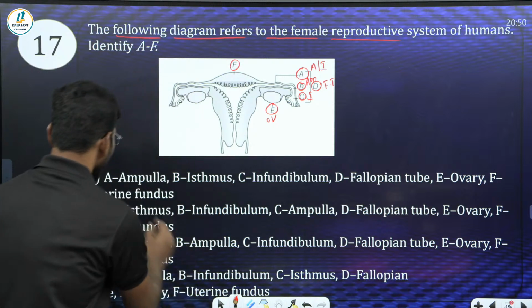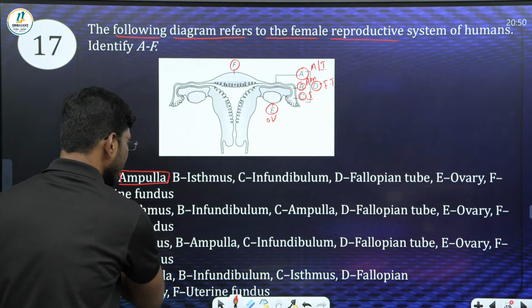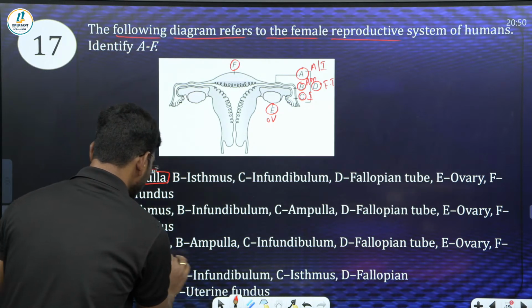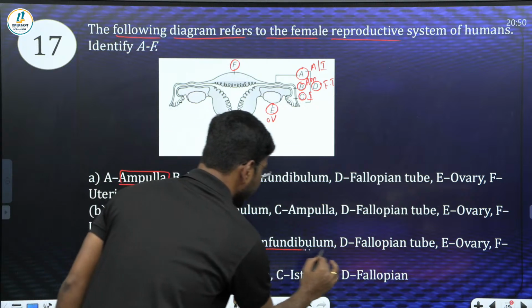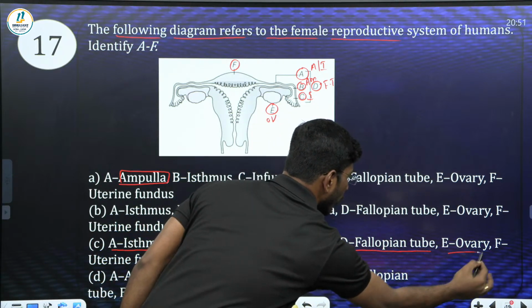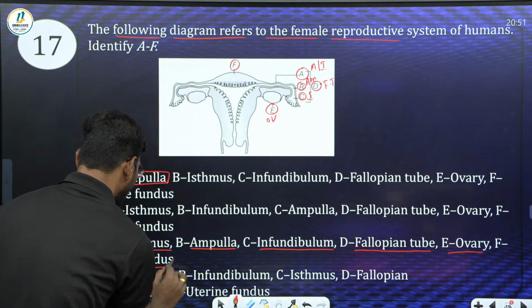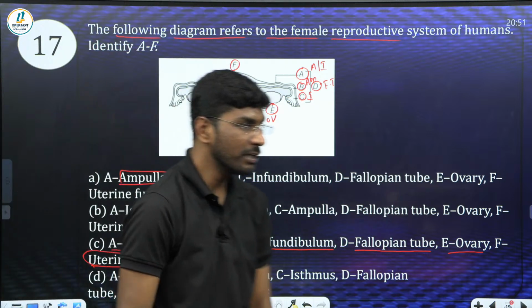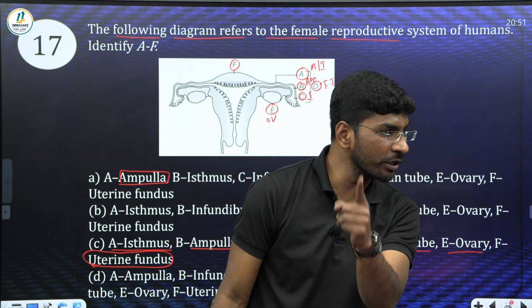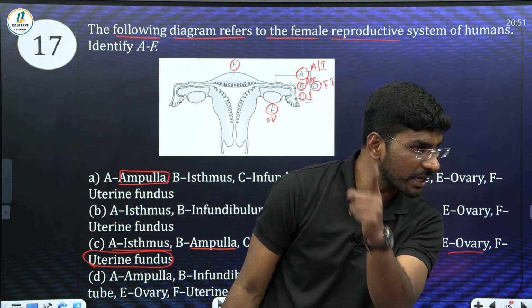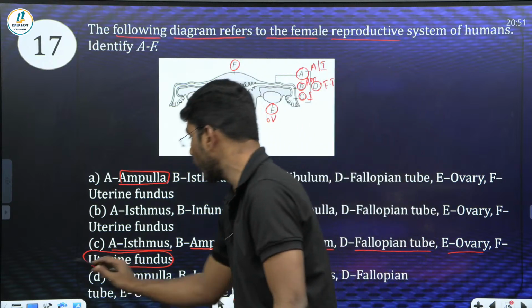Now tell me, what is that? Ampulla is given. It is not ampulla. C, isthmus, ampulla, infundibulum, fallopian tube, ovary. F is uterine fundus. Am I correct? Good, very good. Yes, C. Yes, beta. Yes, absolutely. So the answer is what?